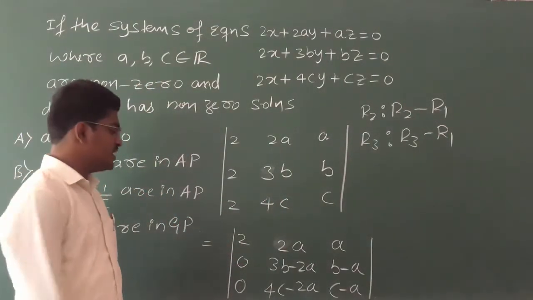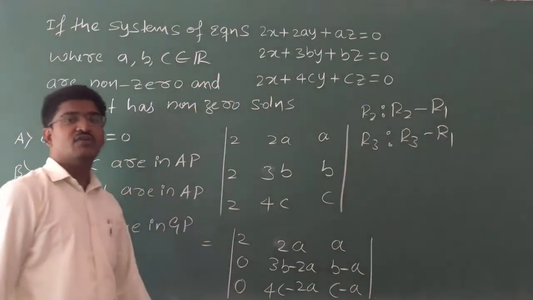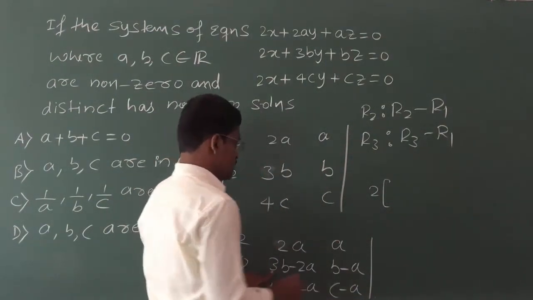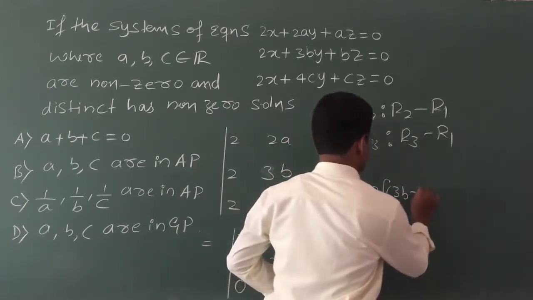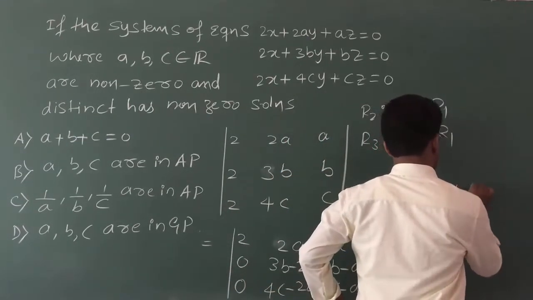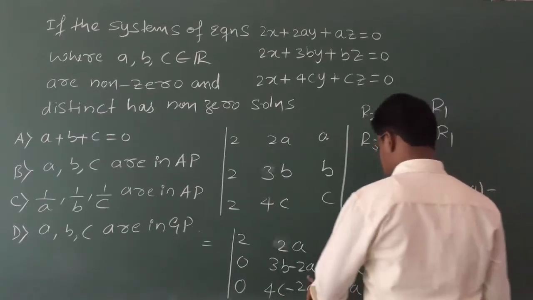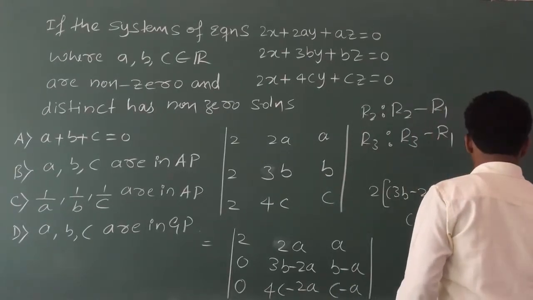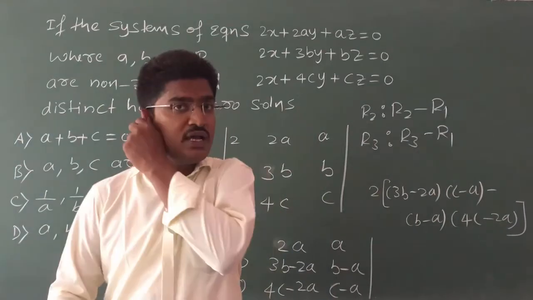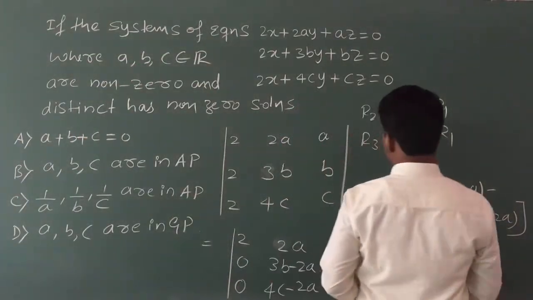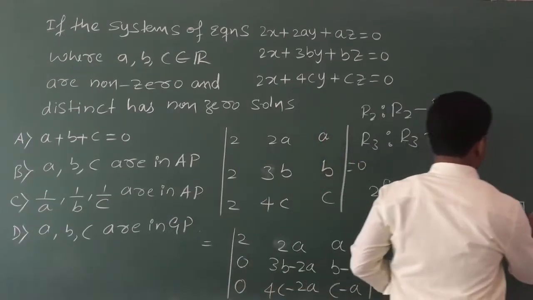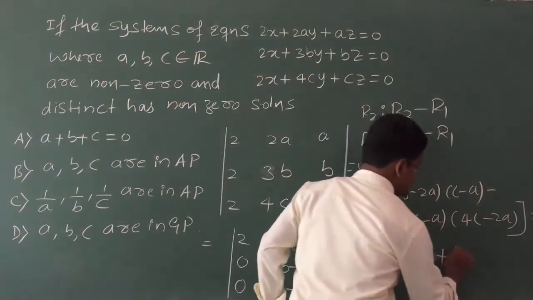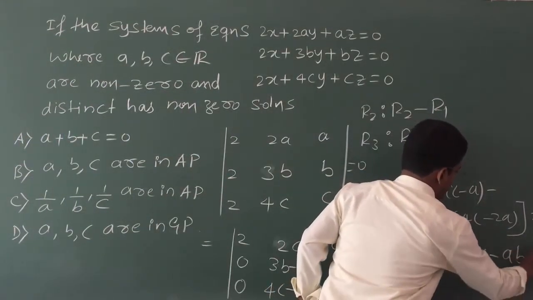I will simplify this determinant along C1. So it will be 2 times (3b minus 2a) multiplied with (c minus a), minus (b minus a) multiplied with (4c minus 2a). Clear? So now the determinant is equal to 0. If you simplify this, you are going to have bc plus ac minus 2ab equal to 0.